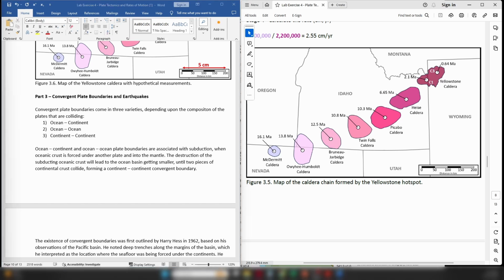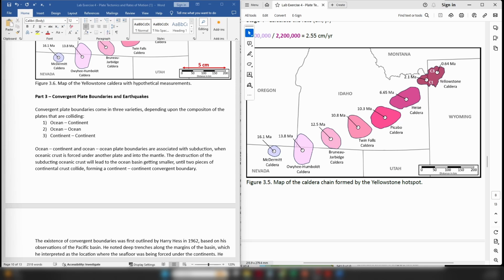So the existence of convergent plate boundaries was first proposed by Harry Hess in 1962. As part of the data set that he collected from multiple ocean basins, he noted that in some instances the margins of the ocean basins were marked out by the presence of a very deep trench. He noticed this in several areas, including off the west coast of South America, the Aleutian Islands that separate Alaska from Russia, off the eastern and southern coasts of Japan, and off the eastern coast of the Philippines.